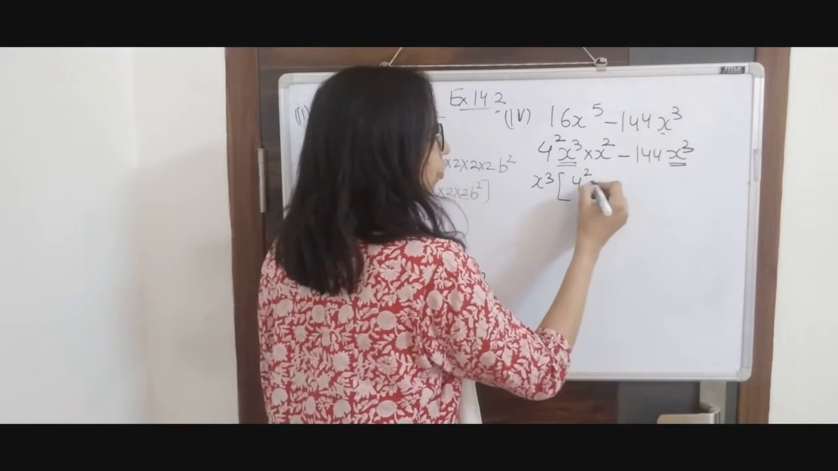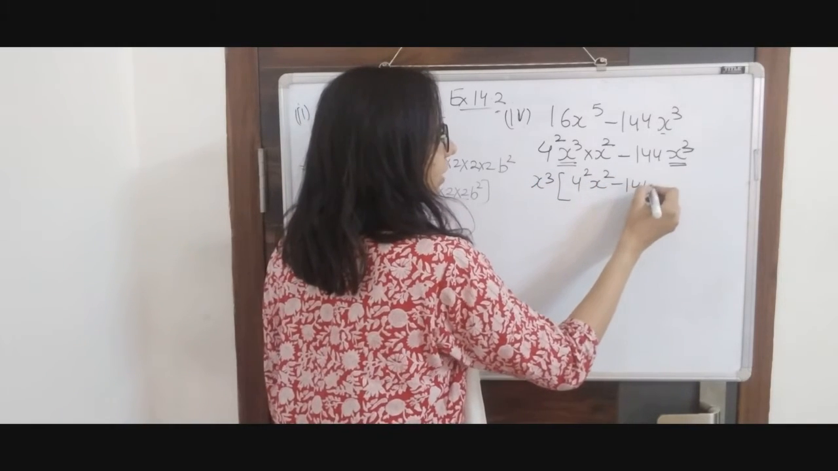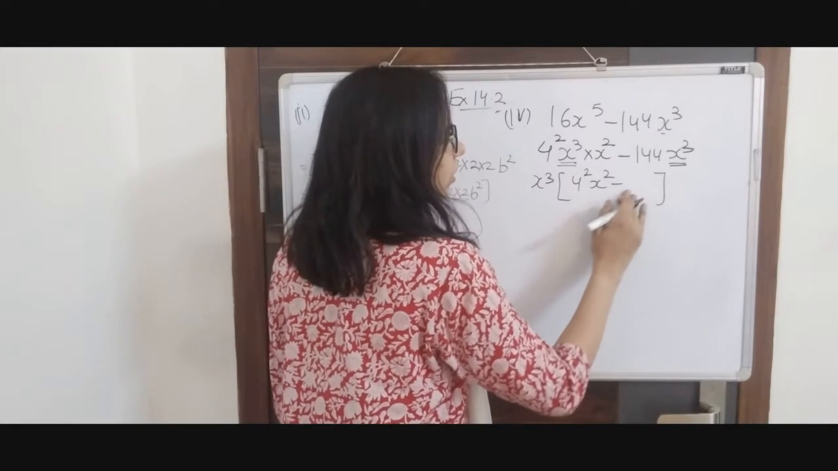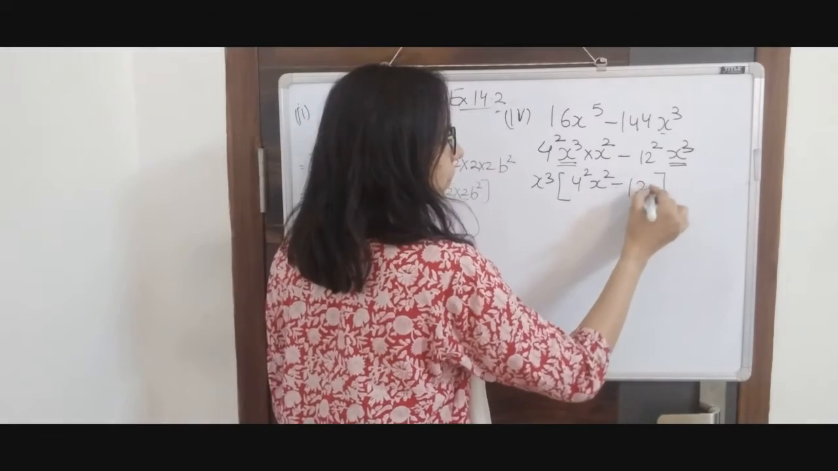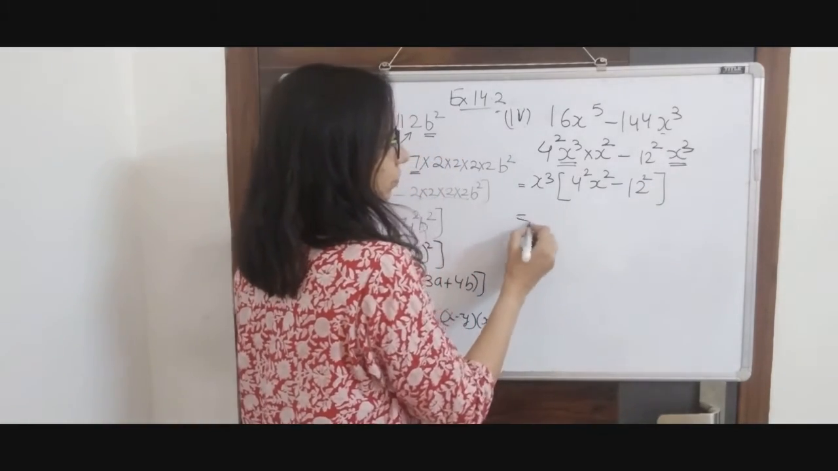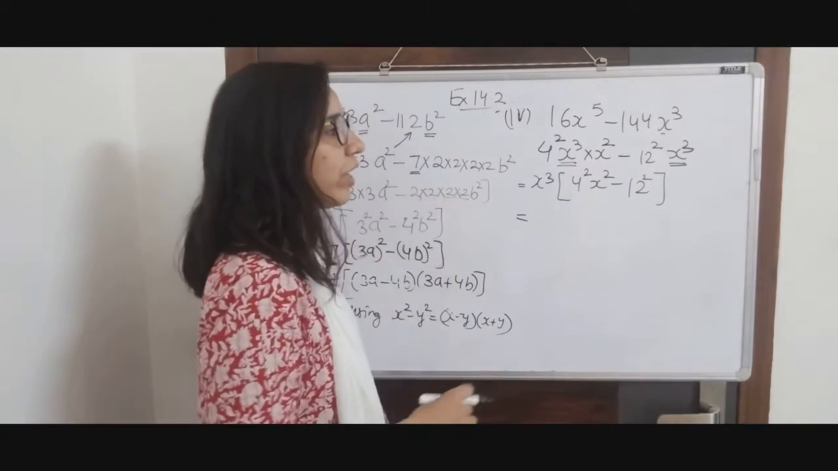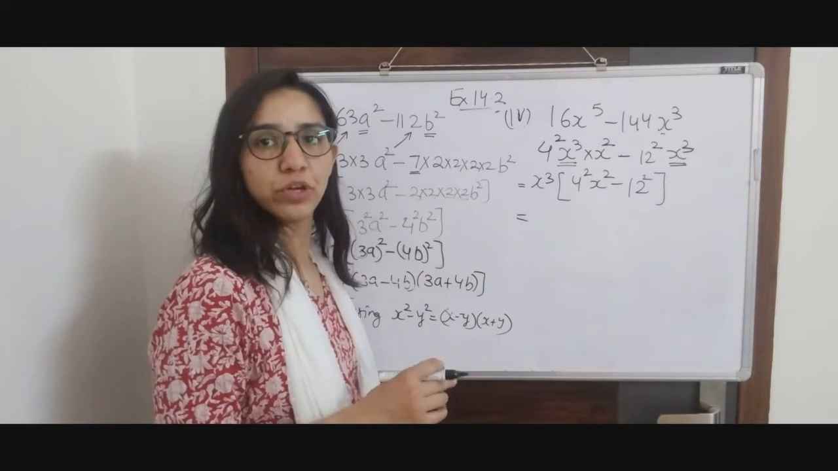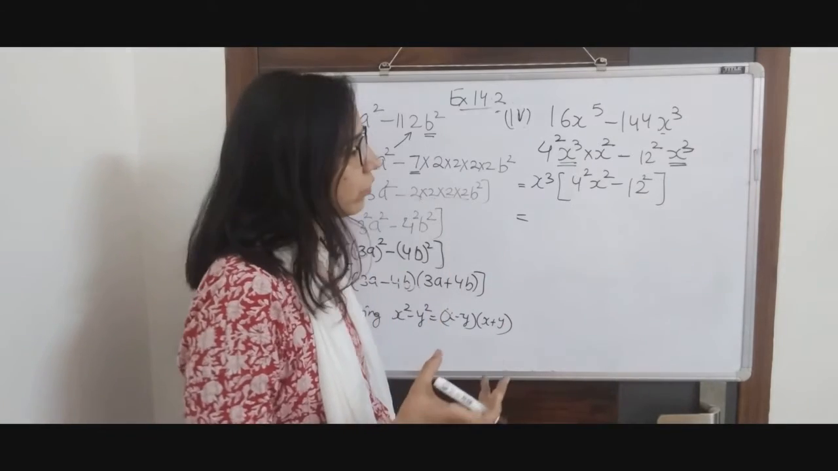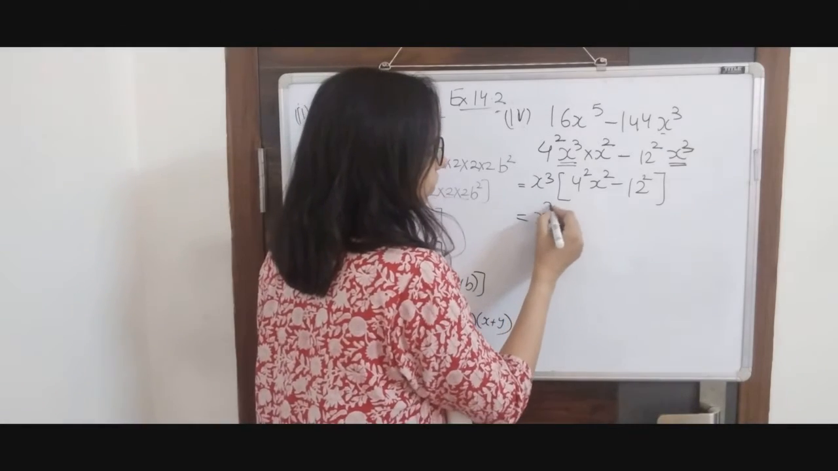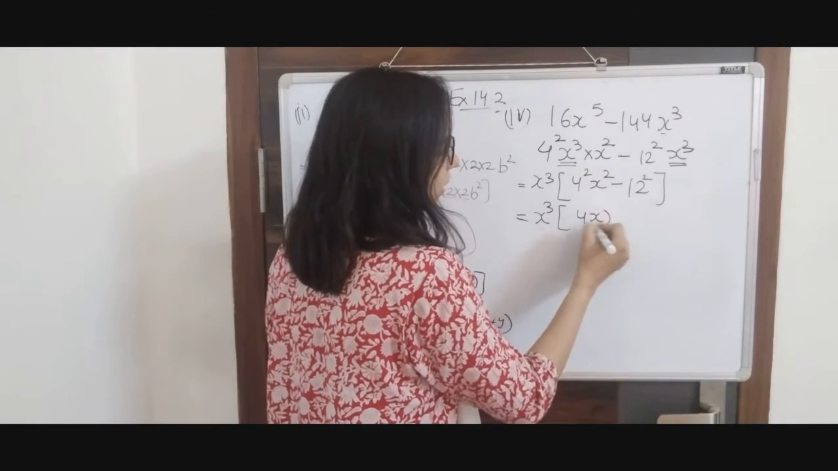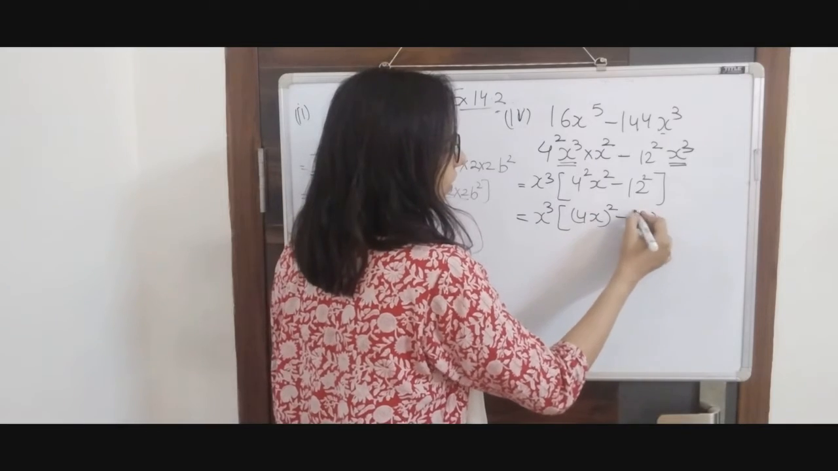Inside we are left with 4 square x square, and here we are left with 144 square, which is 12 square. If you don't know whose square that is, you can do prime factorization and then pair them. After that you can find out whose square that number is. So x cube into (4x) whole square minus 12 square.